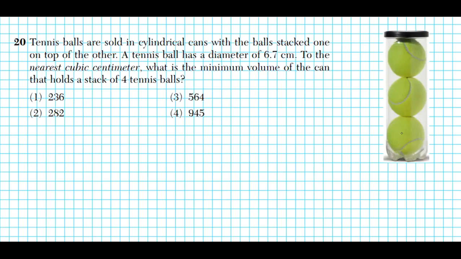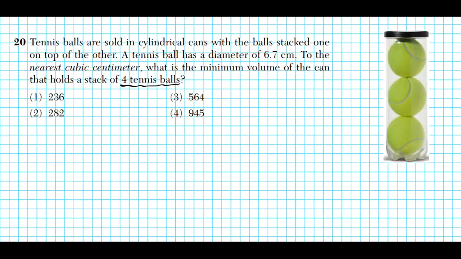Normally, there are 3 balls in the container, but this problem is strange. It has 4. Okay, so let's see. It says 4 tennis balls. This one is a case where we have 3. Okay, so what if there are 4 balls? What's the volume of the can? The volume of the can, which is a circular prism or a cylinder, what is that volume going to be?